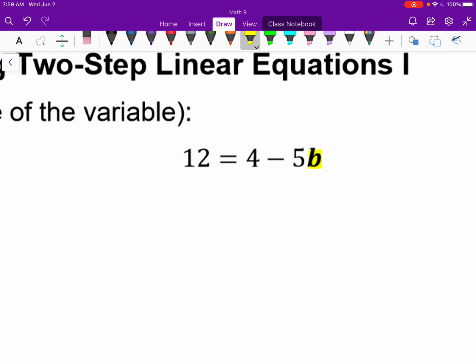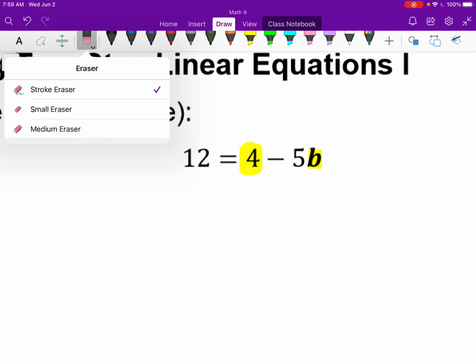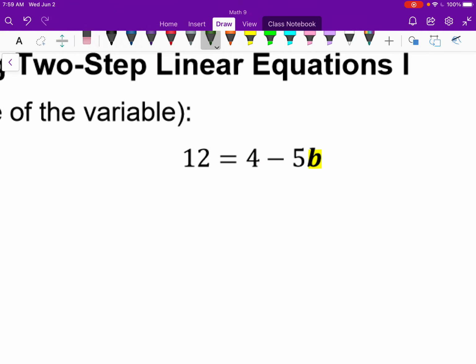So 12 equals 4 minus 5 times some number. Well, I don't know what b is, but what I can do first is get rid of that 4 in the front. This constant term of 4 is a positive 4. So the inverse of positive 4, if I subtract 4 from both sides, that term is gone. So on the left-hand side, all I have is 8, 12 minus 4. On the right-hand side, I've got to be careful.